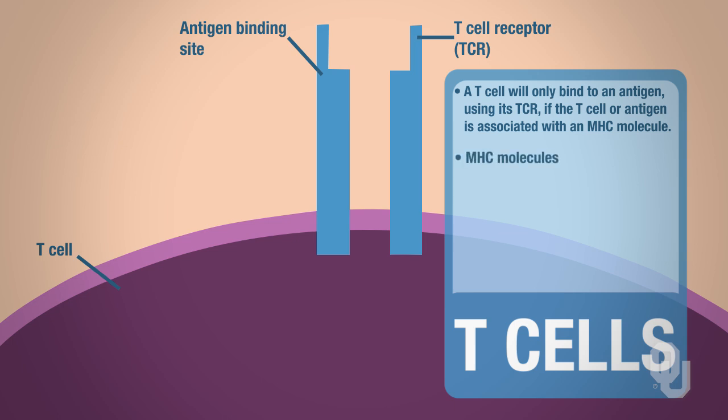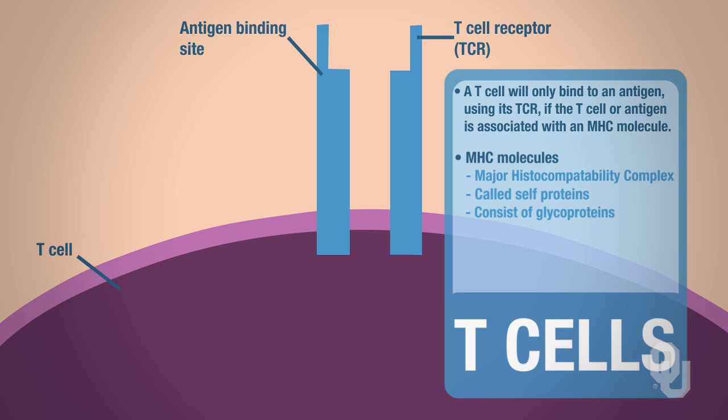So MHC molecules, these things are called the major histocompatibility complex. Okay, so these are called self-proteins. Everybody has MHC molecules, and everybody's MHC molecules differ from person to person. So these self-proteins are also sometimes called self-antigens. And these self-antigens consist of glycoproteins.